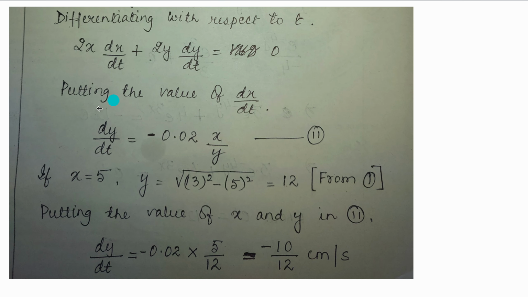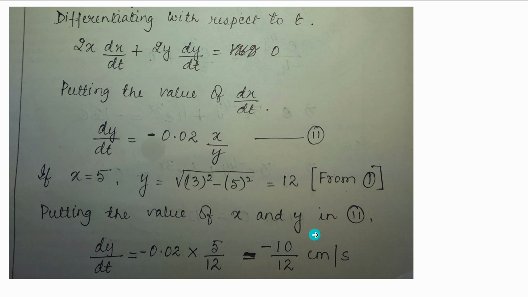So 0. Now putting the value of dx by dt that we've been given in the question, we get dy by dt is equal to minus 0.02 x by y, and let this be our second equation. Now if x is equal to 5 meters, which has again been given to us in the question, the value of y will be under root 13 square minus 5 square. And how did we get this value? From the Pythagoras theorem expression, and this value is 12.